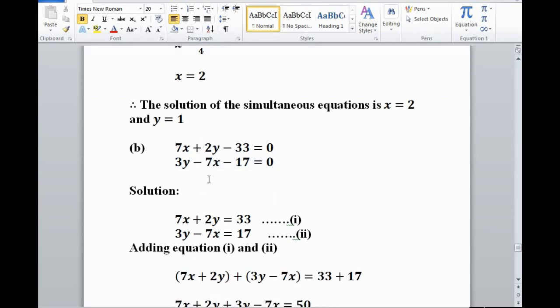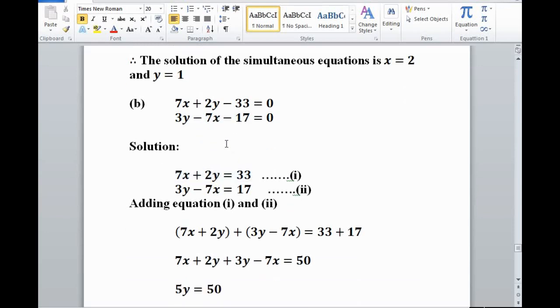Second part from this question: 7x plus 2y minus 33 equals 0 and 3y minus 7x minus 17 equals 0. You see, we have the same coefficients of variable x in equation 1 and in equation 2. So let me arrange this, and I will also take this negative 33 and negative 17 from left to the right side. So step 1 is 7x plus 2y, negative 33 becomes positive 33.